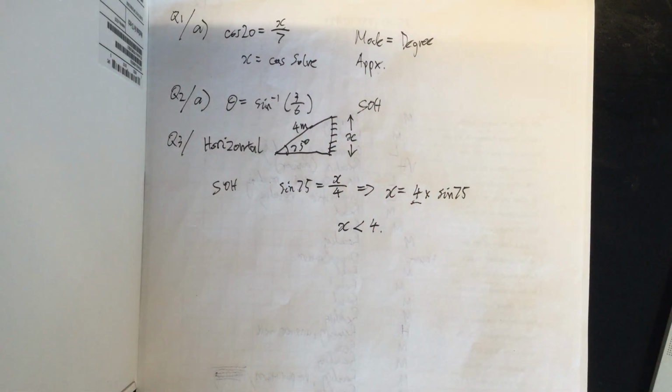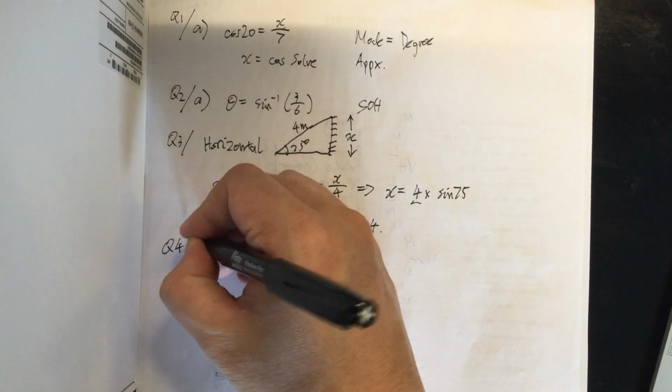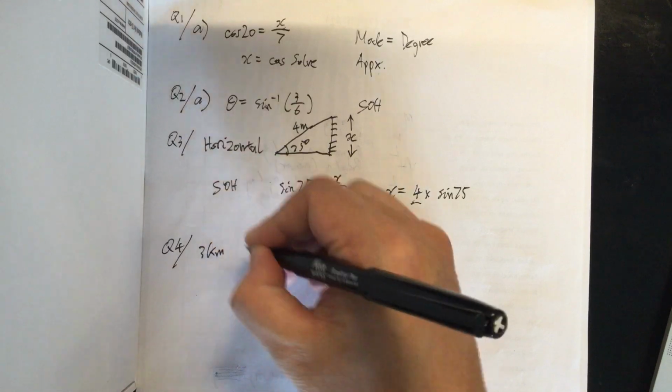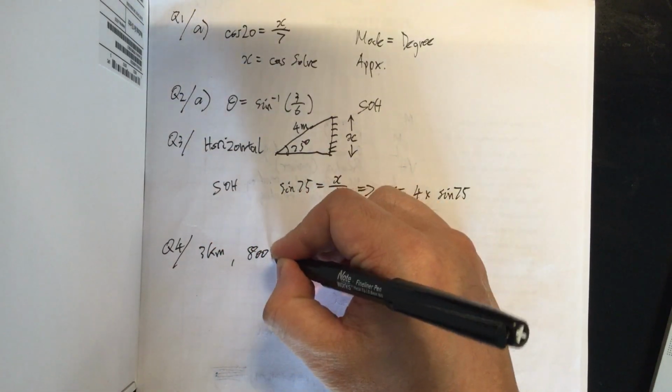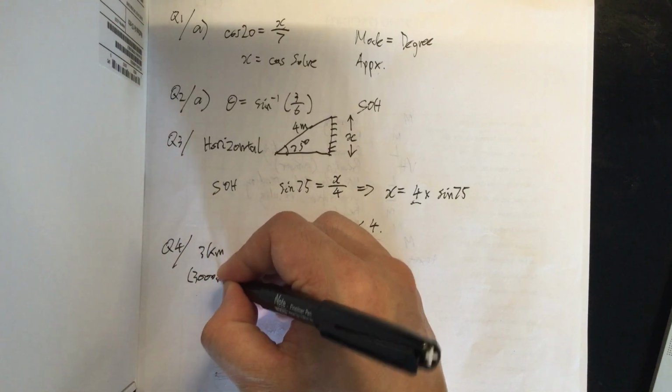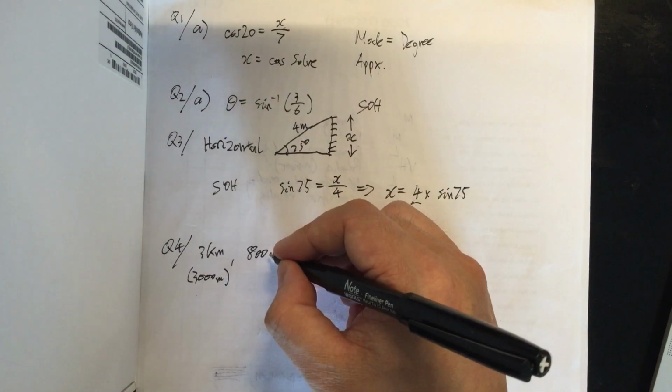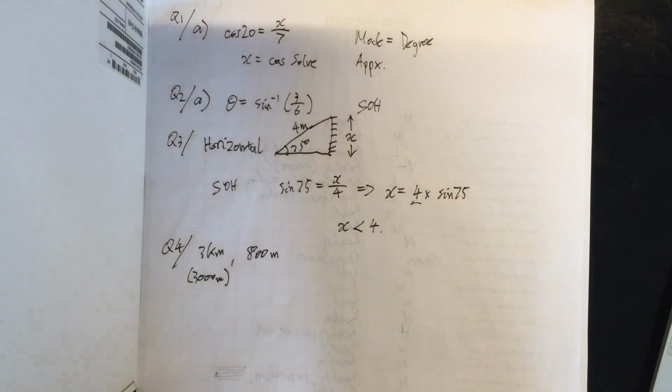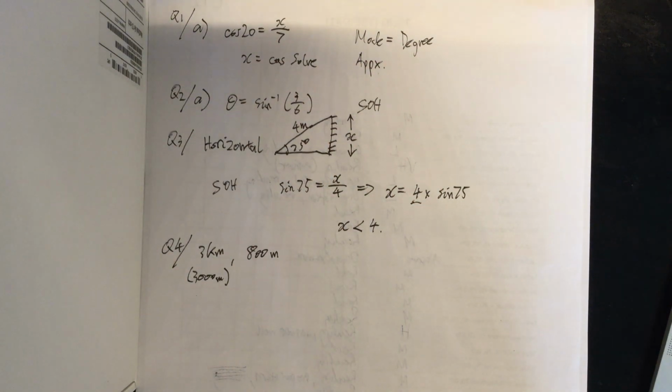All right, let's move on to question 4. Now, question 4, one is 3 kilometers. The other one is 800 meters. A lot of you wrote down the numbers regardless. Well, I'm sorry, 3 kilometers is 3,000 meters. Or you can change that to 0.8 kilometers, but meters is better. I don't like decimal points.